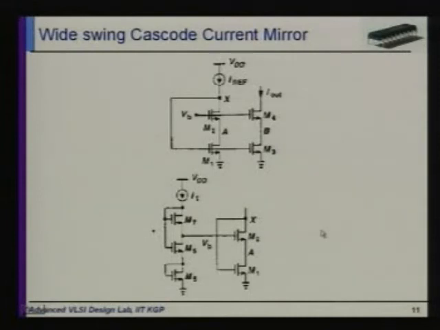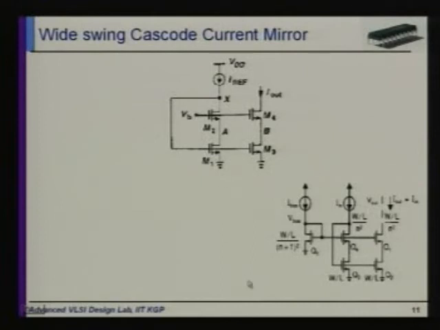Now there is another circuit, this type of wide-swing cascode current mirror. It is another very important circuit. Here the sizing is the main thing, that is, how we can size the W by L ratio of these 5 different transistors, where there is no diode connected transistor and no resistor, but there is different sizing of the different MOSFETs.